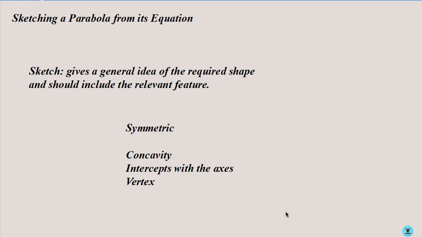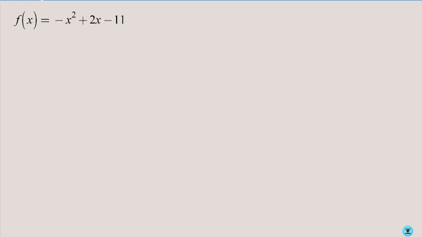We'll do this through 6 examples. Each of them will have its own particularity. So let's start by trying to sketch f of x equals negative x squared plus 2x minus 11.